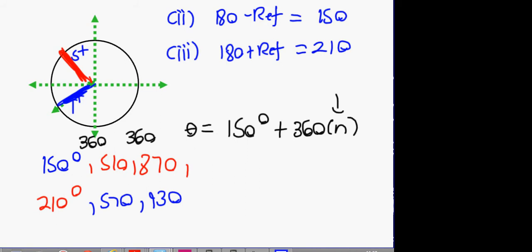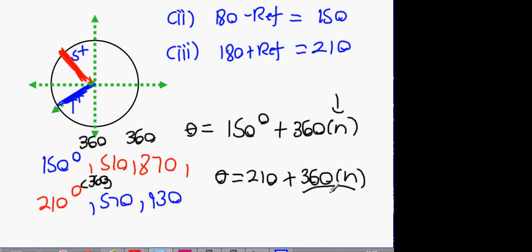What about the second answer? It's going to be 210 plus 360 times n. What's the answer when n equals 0? When n equals 0, what's your answer for theta? 210. When n equals 1, 570, and n equals 2, 930.